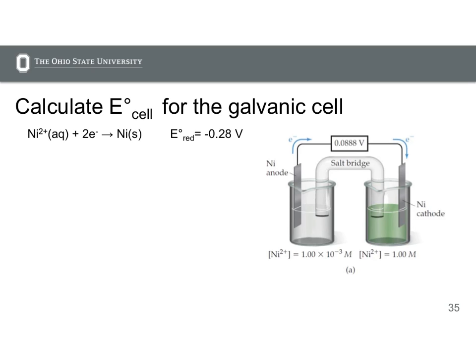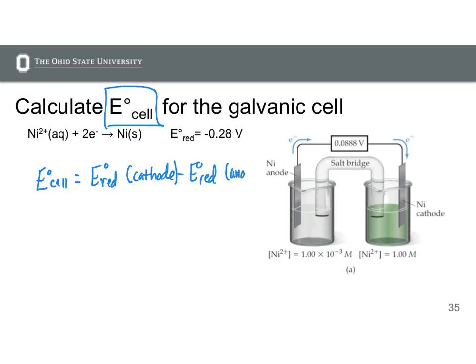Okay, so let's calculate the standard cell potential for a concentration cell. If you remember, standard cell potential is equal to the standard reduction potential of the cathode minus the standard reduction potential of the anode.